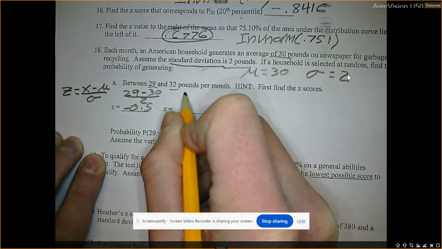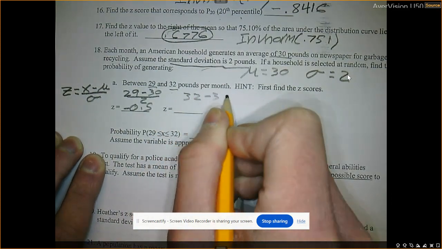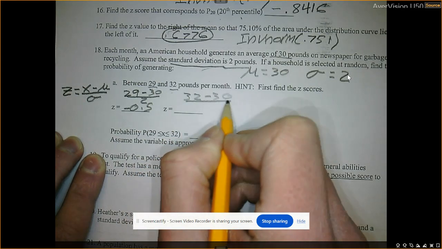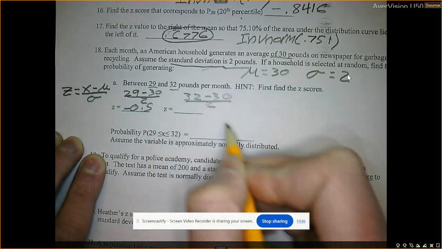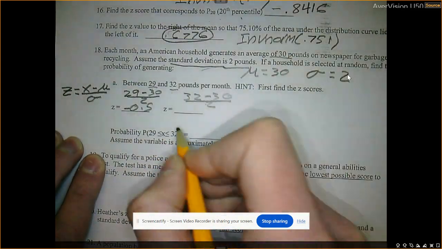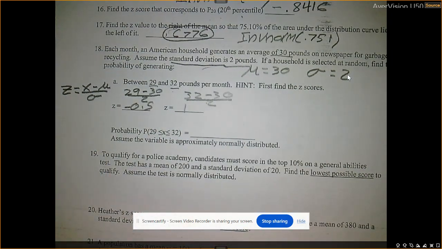Then this one I'll do the 32, so that'll be 32 minus 30 over 2. Again, x minus mu over sigma, where sigma is 2 and mu is 30. 32 minus 30 over 2, well, that's going to be 2 over 2. When you do 32 minus 30, that's 2, divided by 2 is 1. So you get z equals 1.